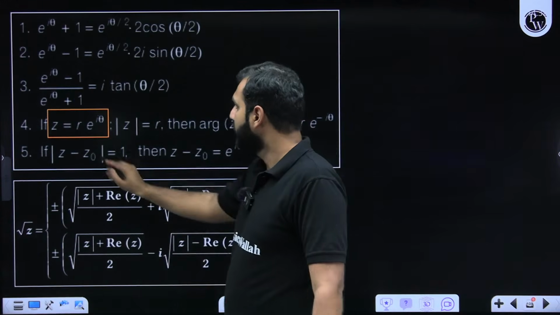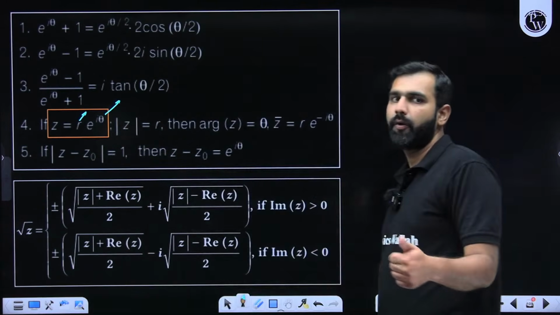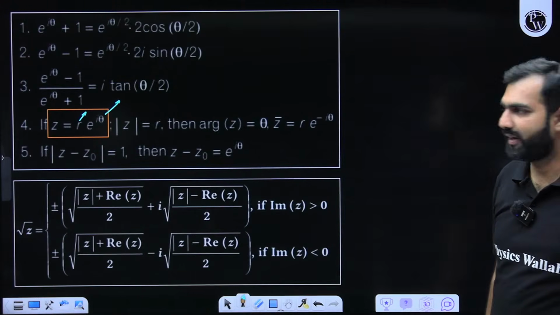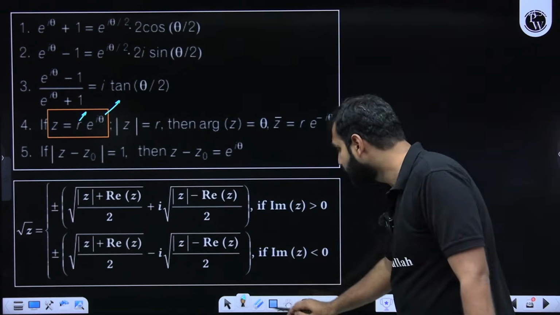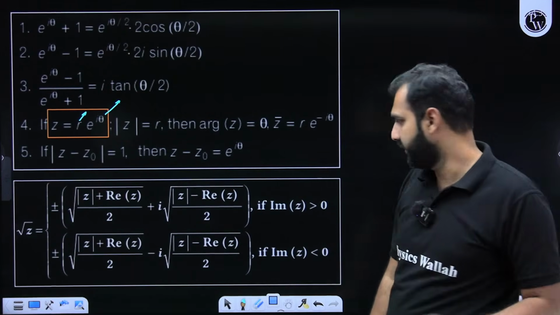So remember, this r is the magnitude of that complex number and this theta over here is the argument of that complex number. Are you all listening and understanding it? Now, sometimes you are asked to figure out the square root of a complex number. There is a short trick. What is it? Have a look at that.